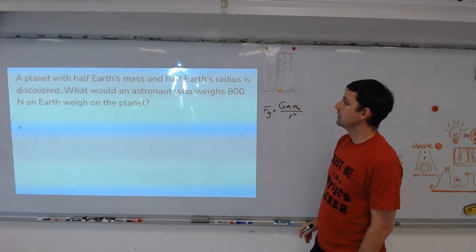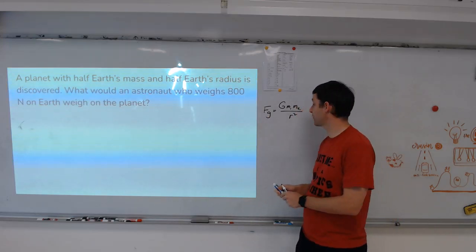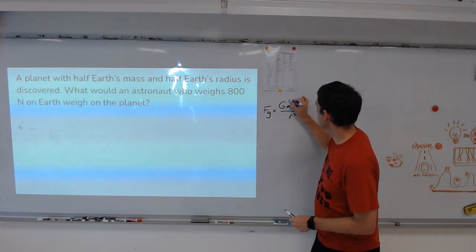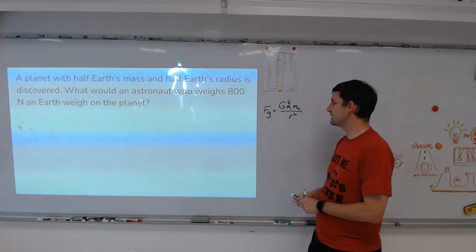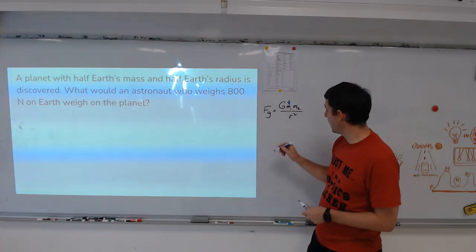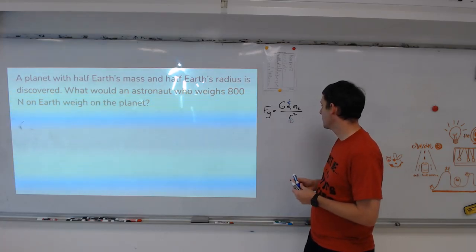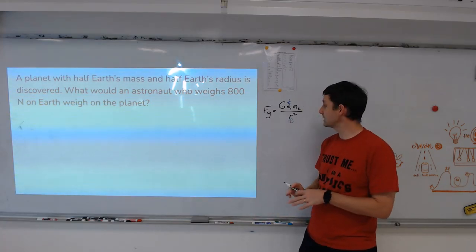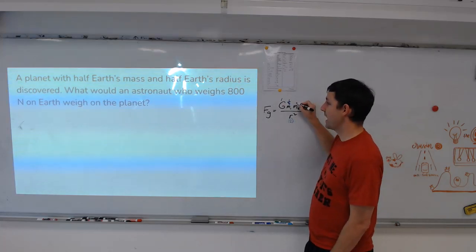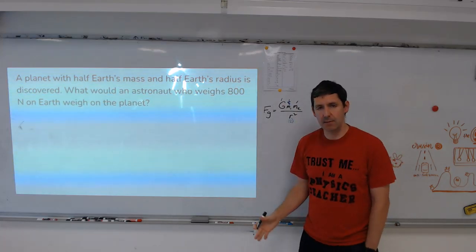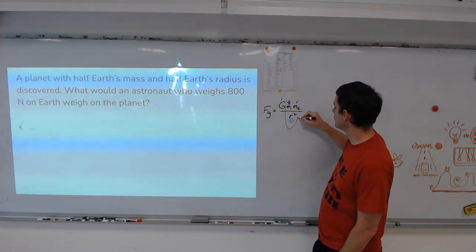All right. Now it does say that the planet has half of Earth's mass. Okay, so this is going to be 1/2. And then it says that it has half of Earth's radius. So this number down here is going to be 1/2 as well. Okay? Everything else is going to stay the same. The G is a universal constant. That stays the same. The mass of the astronaut stays the same. So that doesn't change. So at this point, I'm just going to look at these two things.